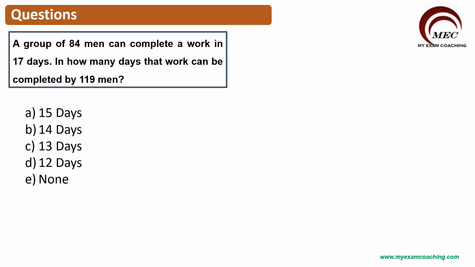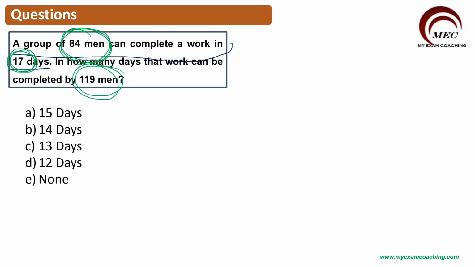Now this is a time and work question, very important. So here you have to understand it very clearly. A group of 84 men can complete a piece of work in 17 days. In how many days can that work be completed by 119 men? So understand this question. 84 men can complete it in 17 days. So 119 men complete it in how many days?